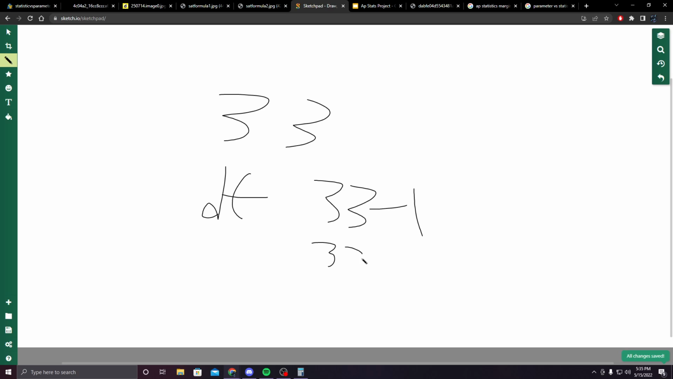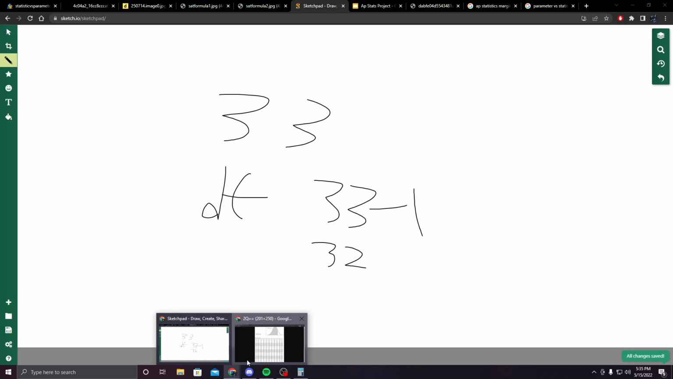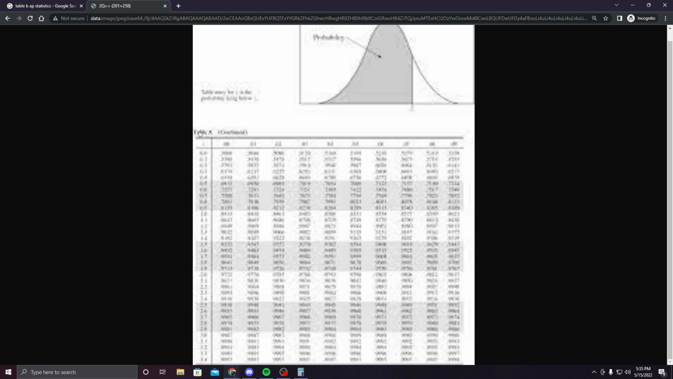So let's say you have a population of 20 or 33. Their degrees of freedom is n minus 1. So this 33 would be a 32. Now, in table B, you go to the left, and then you find your confidence interval. You find your degrees of freedom here, and then you go over till the confidence interval.